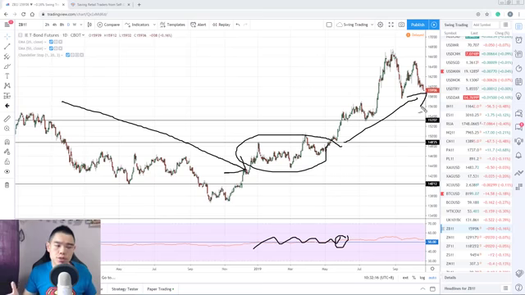So what you can do is use the RSI indicator to help you define the long-term trend using the technique that I just shared with you.